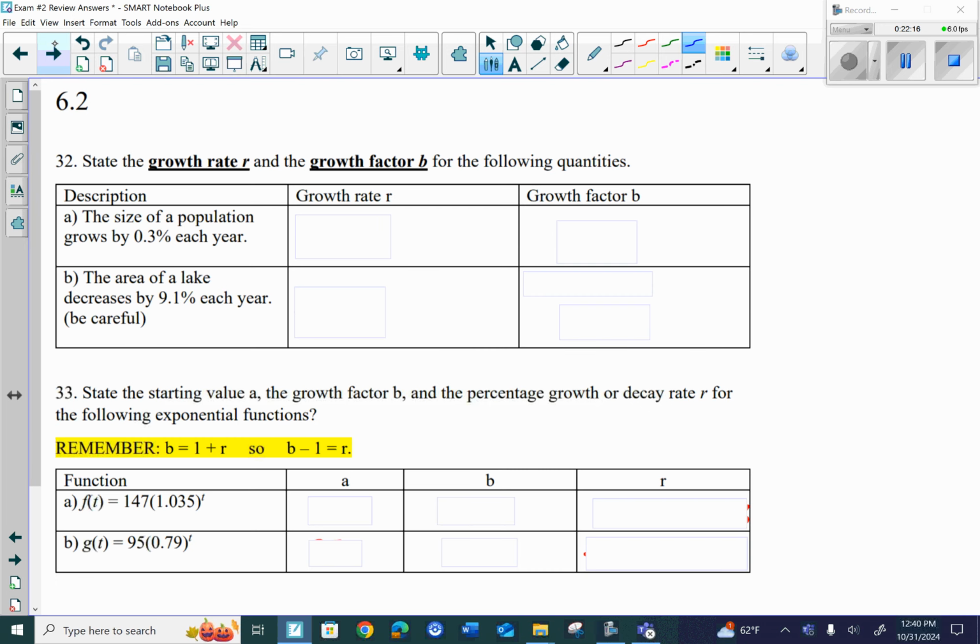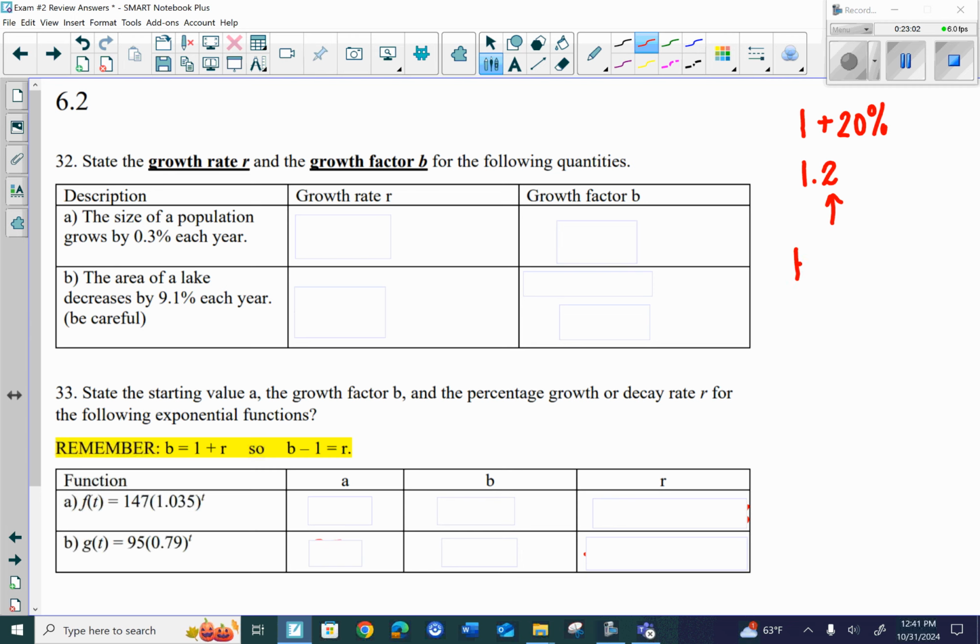All right, number 32. State the growth rate and growth factor for the following quantities. So now growth rate, if you remember, we broke off because so many times we're talking about, let's say, if you wanted to pay your restaurant bill, but then if you wanted to add 20% for a tip, you would have to multiply by 1.2. Okay, so the 0.2 would be the growth rate. How much more are you paying? The growth factor is 1.2 in and of itself, but the growth rate is 0.2.